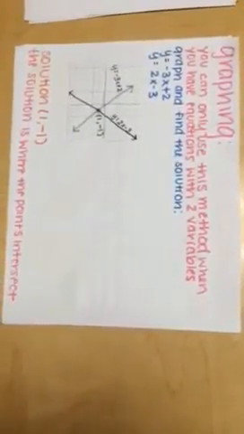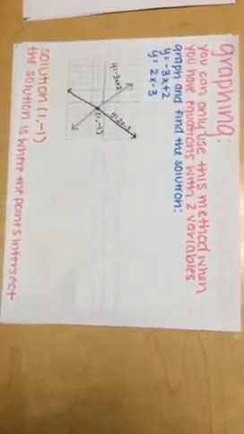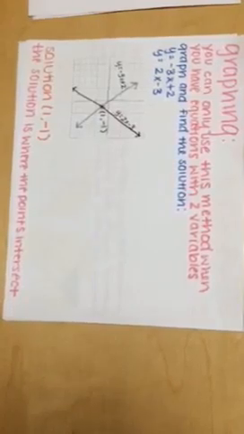Okay, so graphing. You can only use this method when you have equations with 2 variables. So first you want to graph your 2 equations, and then you want to solve for the solution. You can use any of the previous ways of solving that we looked at before. So in the end, your solution is where the 2 lines intersect.